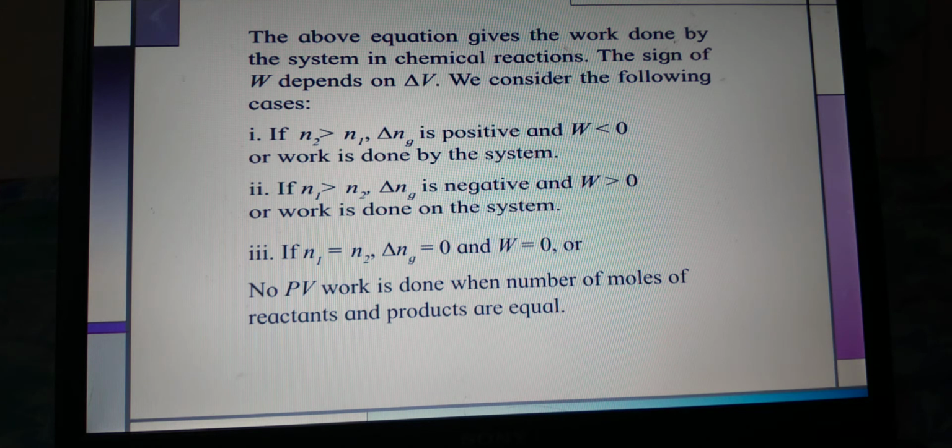So these things should be remembered: whether the reaction is carried out in a closed vessel or in an open vessel. This term also indirectly affects the rate of the reaction. So if there is no PV work done, the number of moles of the reactants and products are equal, that is n1 is equal to n2, and w is equal to 0.